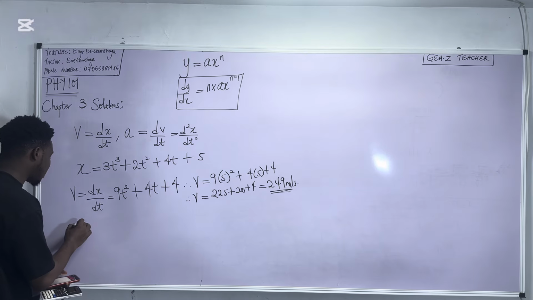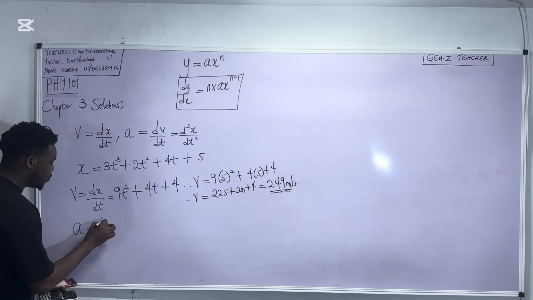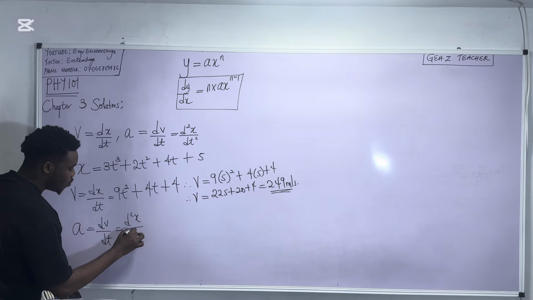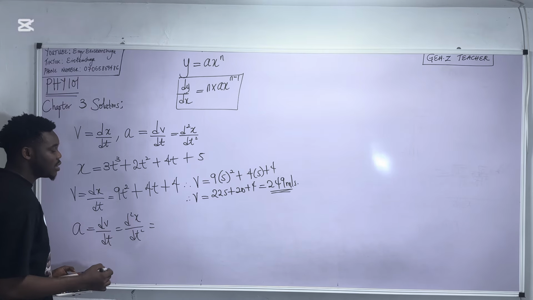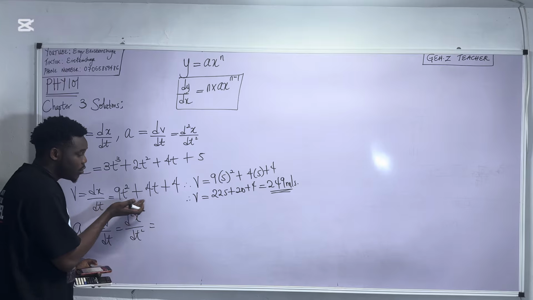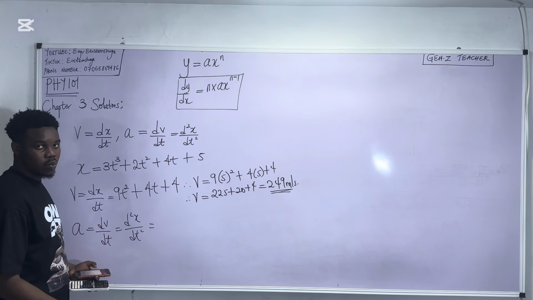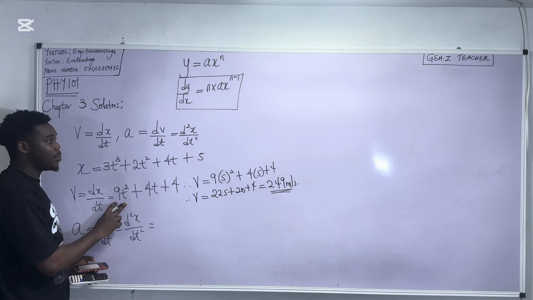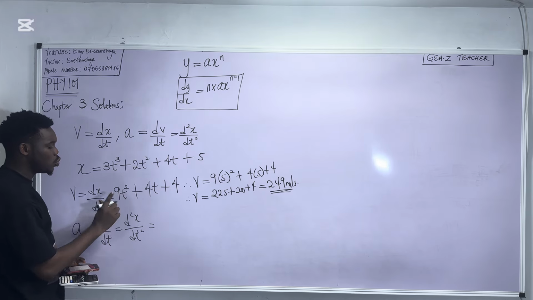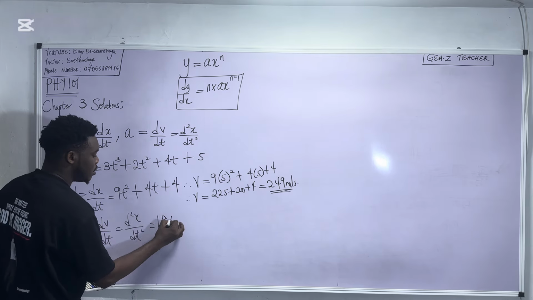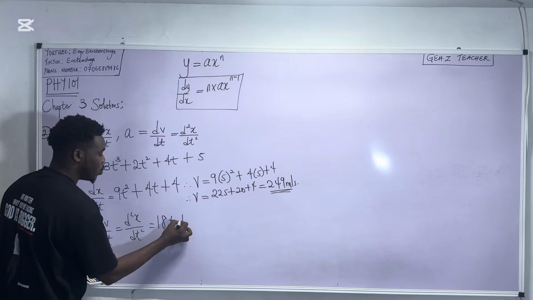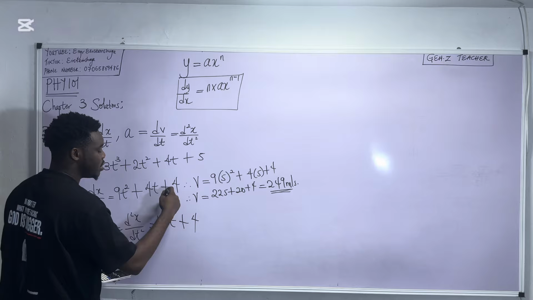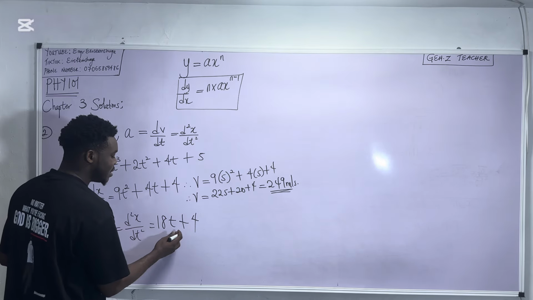Now, how do we get acceleration? It is dv over dt or d squared x over dt squared, which means we're going to differentiate this function again, which becomes the second derivative of the initial function. So let's apply the same pattern again. So what's 2 times 9? 18t. 2 minus 1 is 1. Then we have 1 times 4 is 4. 1 minus 1 is 0. 4, there's no t here. We'll let it be. So we have 18t plus 4.